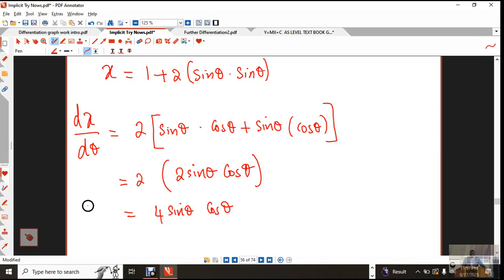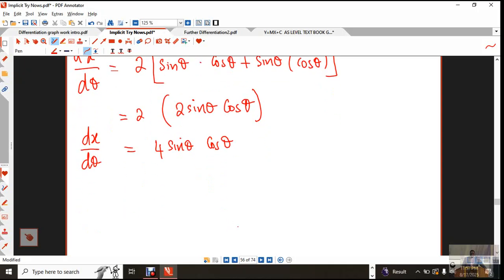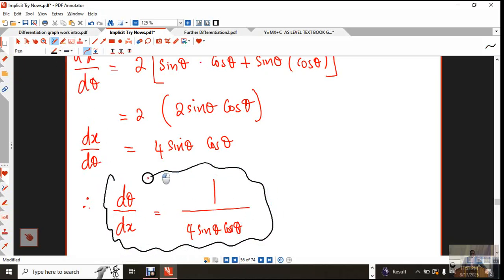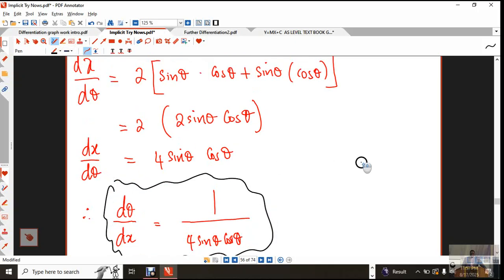But this is dx/d theta. We are looking for d theta/dx. So therefore, d theta/dx will just be 1 over all of that, 4 sine theta cos theta. All right, so that takes care of d theta/dx. So we need to do the other one as well.